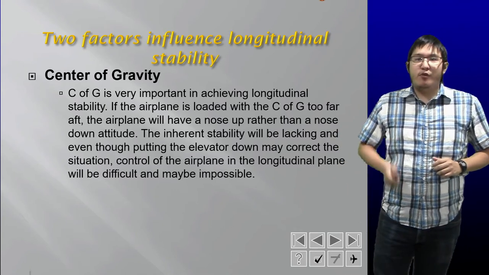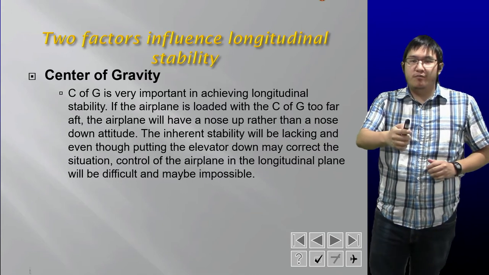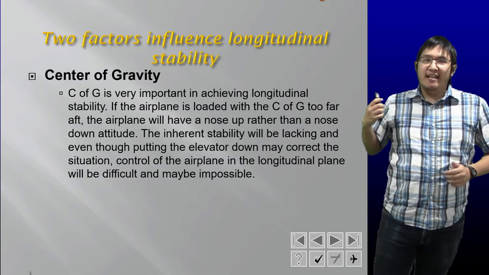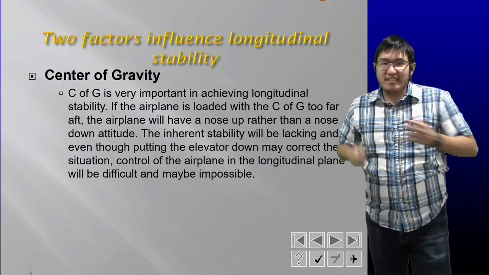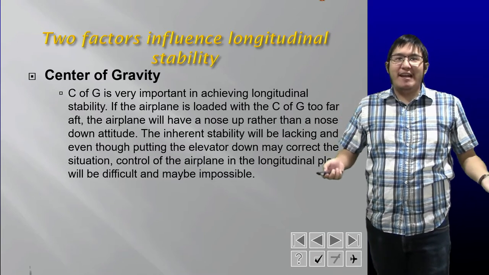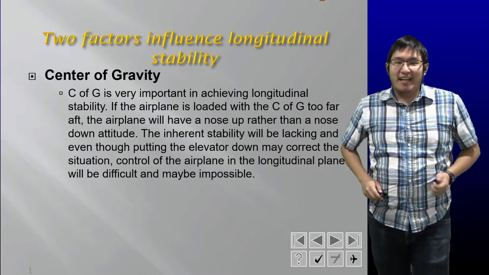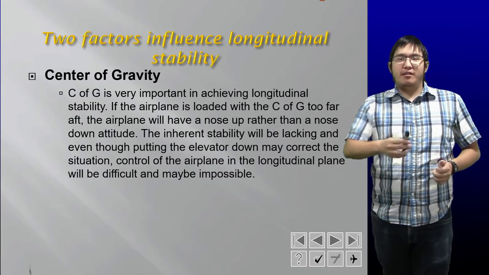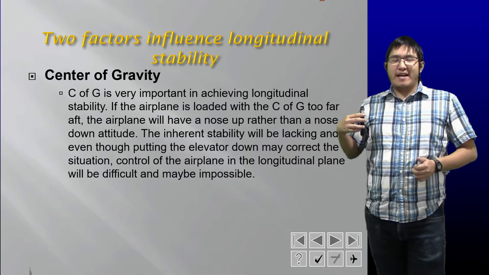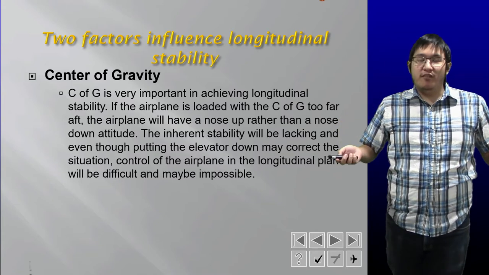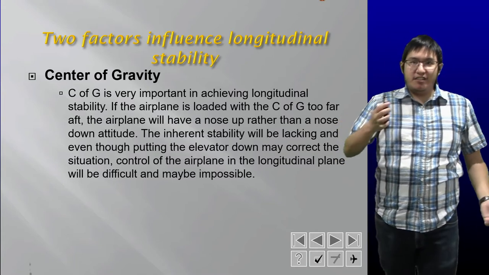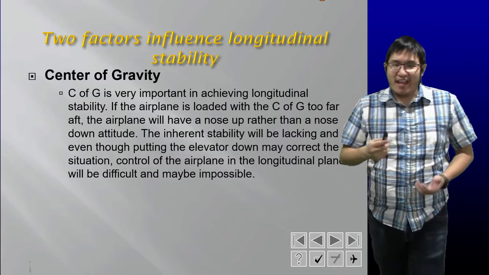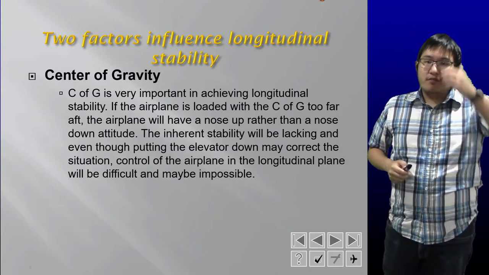So let's say, for example, we have a COG that's really far aft, so really back. Then in that case, remember we have an aerodynamic couple. So the aircraft will have a tendency to pitch up because the center of gravity is all the way back and the center of lift or center of pressure tends to be more forward than it. And we will have a pitching up motion.